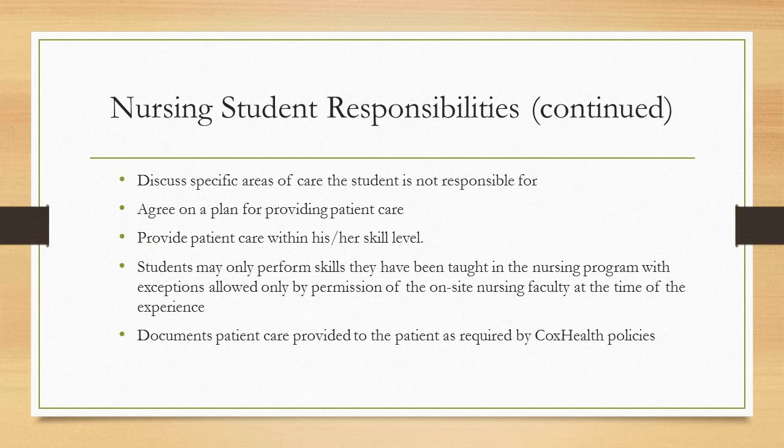Additional nursing student responsibilities include discussion and agreement with the primary nurse regarding what care the student nurse will be providing for the patient. The care should be provided within the scope and level of the education of the student nurse. Students may only perform skills they have been taught in their nursing program. Exceptions are made only by permission and observation by the on-site nursing faculty member.